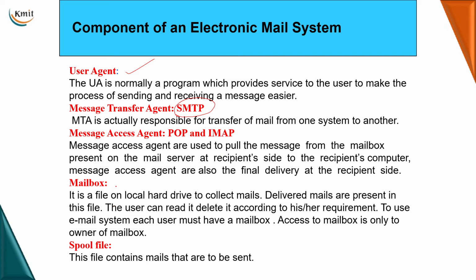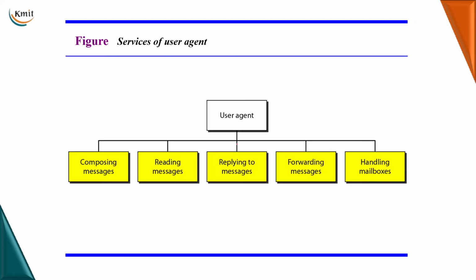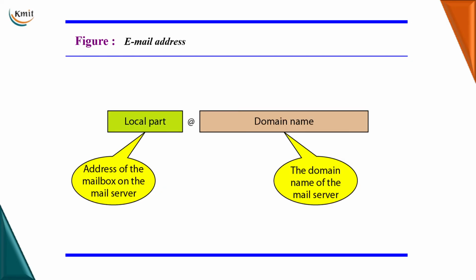Then we have a mailbox where the mails are actually stored. It is basically a file on a local hard drive to collect the mails. And we have a spool file, the queue, where we will be storing the mails that are to be sent. The main purpose of a user agent is in composing messages, reading messages, replying to messages, forwarding messages, and handling the mailboxes. Generally, an email address consists of the address of the mailbox on the mail server @ the domain name. For example, I say arshia@kmit.in. So kmit.in is the domain name.